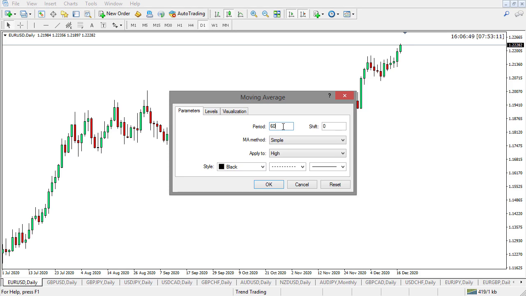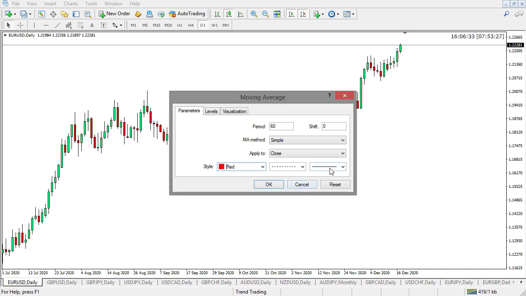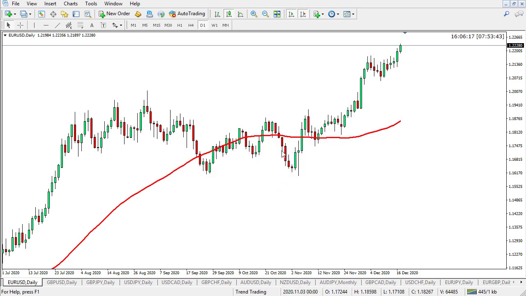In this field where it says period, you want to type in 60, okay? And then under the MA method drop-down menu, you want to select simple. Under the apply to tab, you want to select close, okay? And then in this color palette, you want to select the color red, or you could color it whatever color you want, but I'm going with red for now, okay? So I'm going to be selecting a thick line here, the third line in this drop-down menu, to make this moving average stand out, okay? And once I'm done with all of this, I'm going to click on the OK button. And that's it. You see, we have our first 60-period simple moving average, which is applied to prices close, okay?